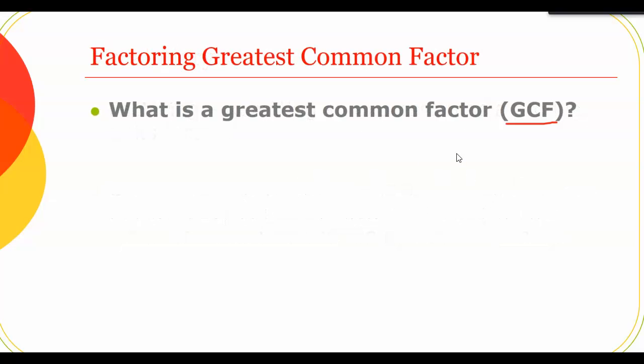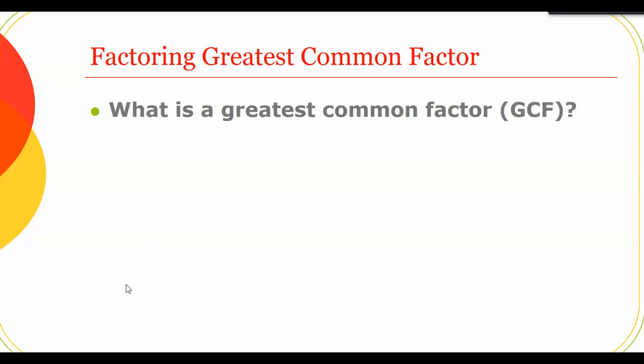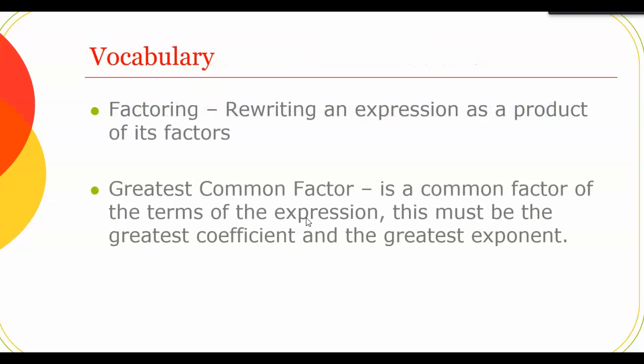So what is a greatest common factor? It is the largest multiple of a set of numbers. A technique that we use is factoring. Factoring is the rewriting of an expression as a product of its factors.